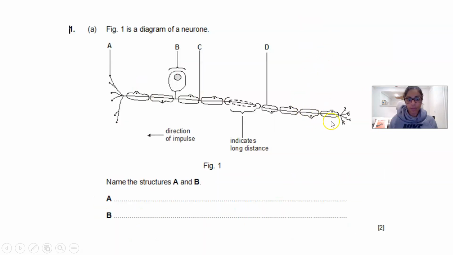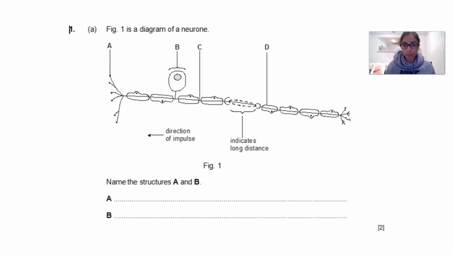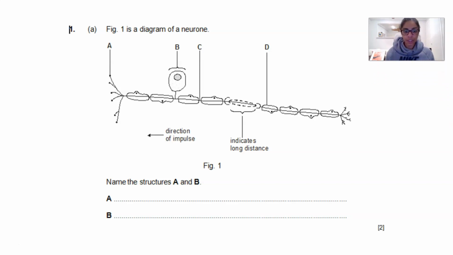Okay, so here's a couple of exam questions just to test your knowledge about what we've looked at. Key with exam questions is never just go straight to the question itself. If you are given a diagram, please make sure you read it. It's there for a reason.